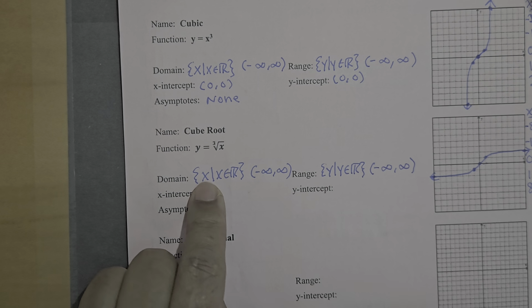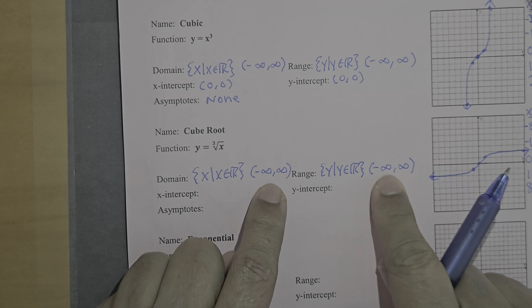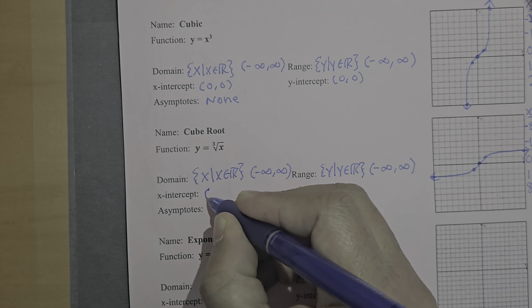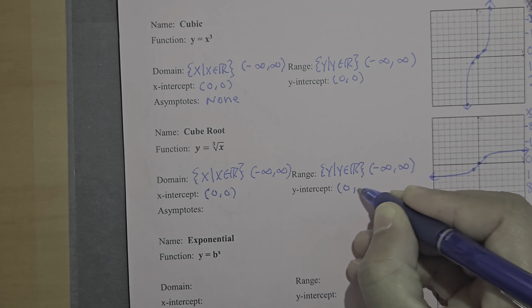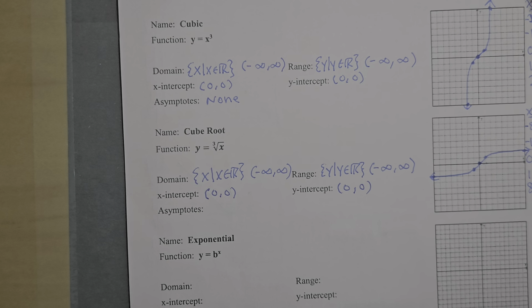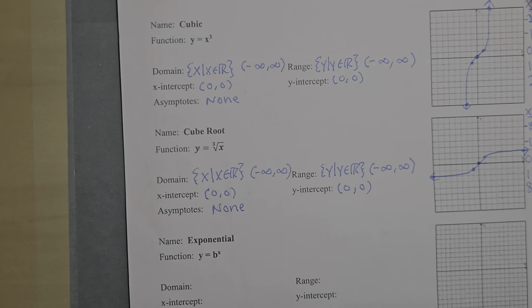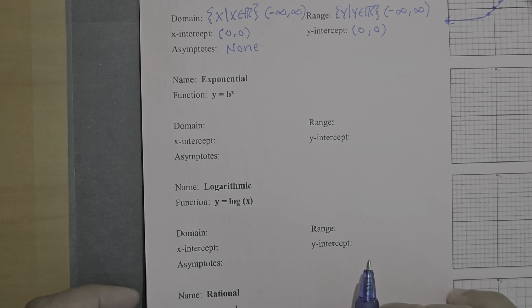If it says set notation, then this is what you use. If it says interval, then we use that for domain and range. X-intercept again, and y-intercept, it's the same point. It passes through the origin, so (0, 0) for the x-intercept, and no different for the y-intercept. Okay, asymptotes. This one has none. So notice that after this lesson, we only have three more functions, and then we'll be done.